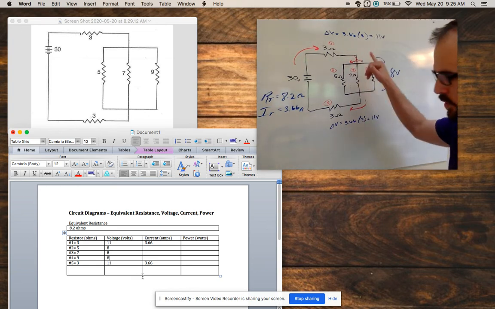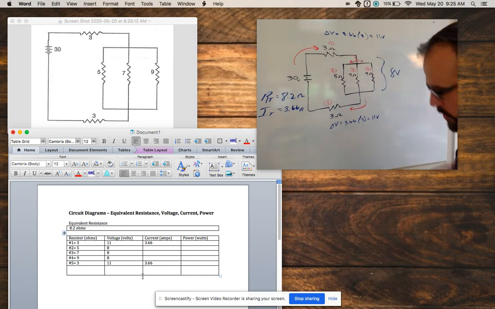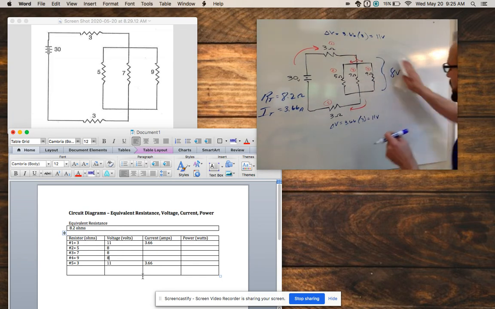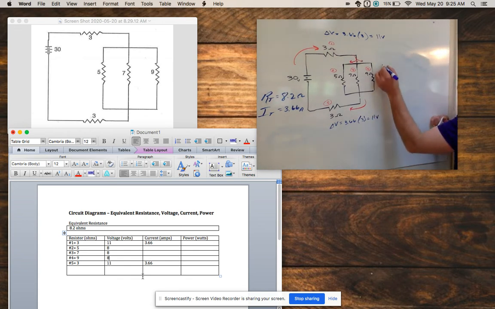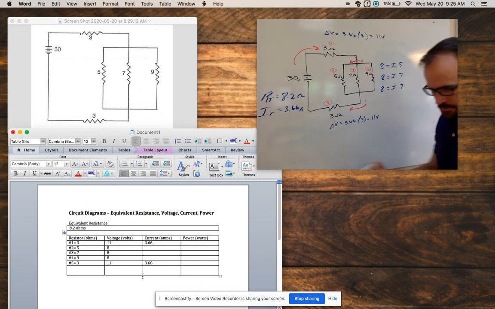Let's find the I. What current goes this way, what current goes this way, and what current goes that way. So we just have to do a bunch of little V equals IRs. So V, everybody gets the same voltage drop. So 8 equals what I down the 5 branch. 8 volts equals what I down the 7 branch. 8 volts equals what I down the 9 branch. So we've got to figure out these currents.